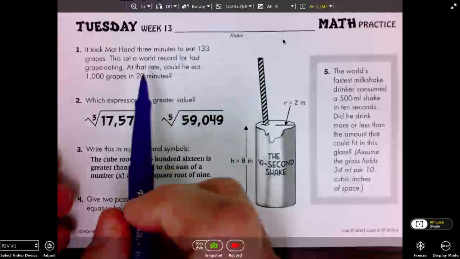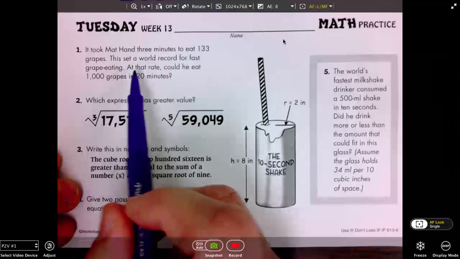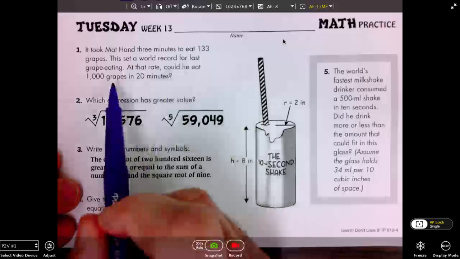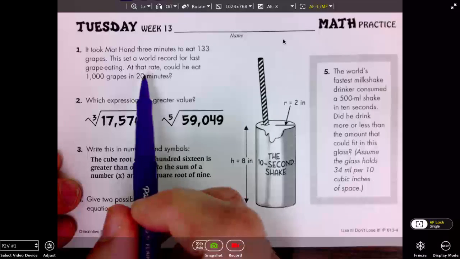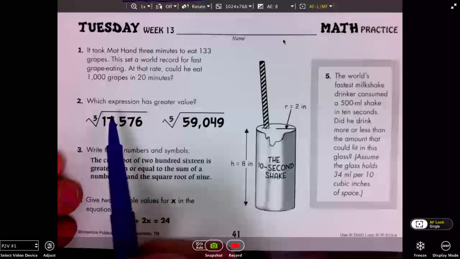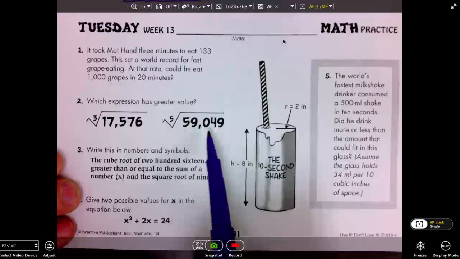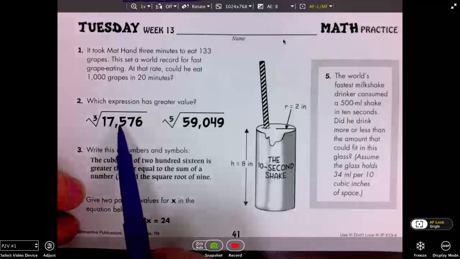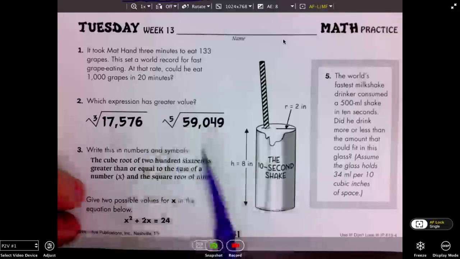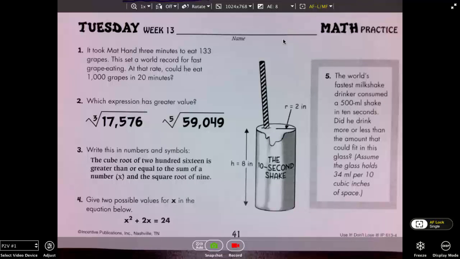All right, another rate problem. 3 minutes, 133 grapes. At that rate, could he eat 1,000 grapes in 20 minutes? Well, it's a proportion. I'll leave that one up to you as well. Which expression has greater value, the cube root of 17576 or the fifth root of 59049? This is asking to what number times itself 3 times yields this, and what number times itself 5 times yields this. I will show how we can evaluate both of these expressions using our calculator.